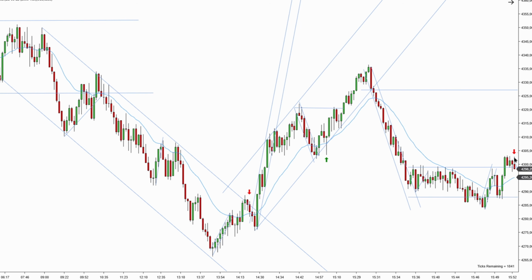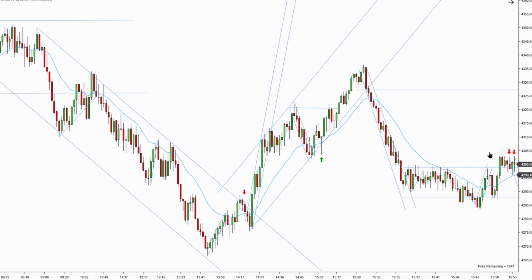But then you get a lower high confirmation of this failed breakout, and then you even get the first entry long, second entry long failure.